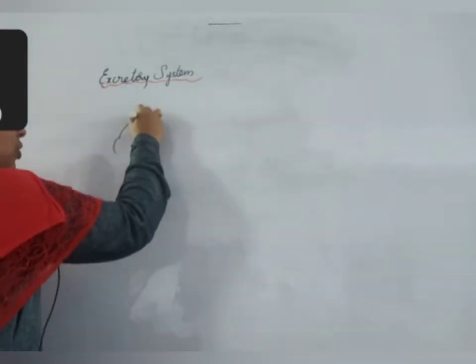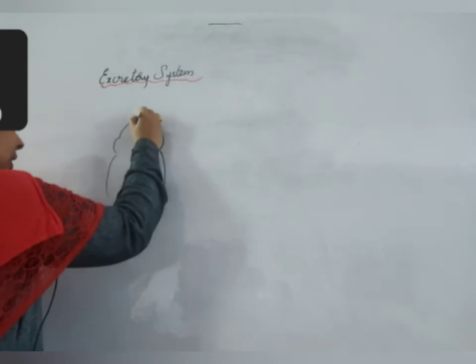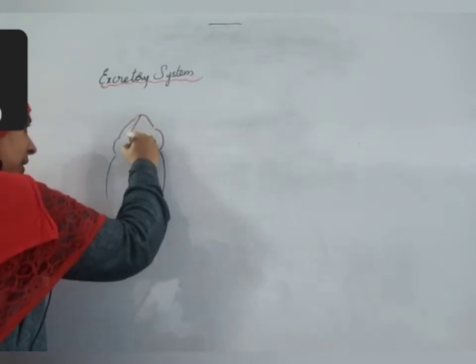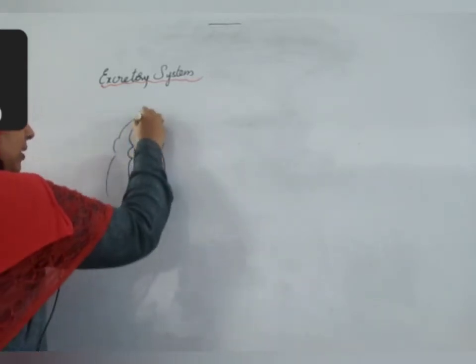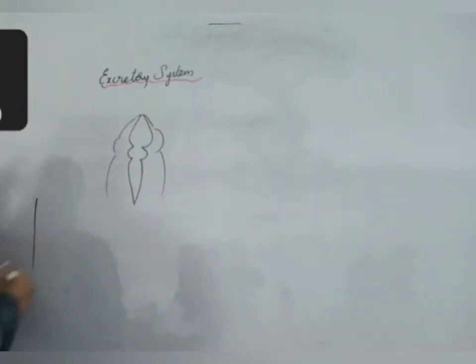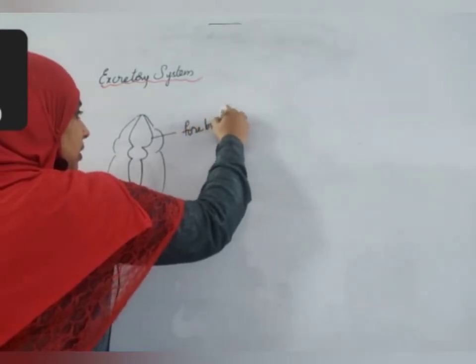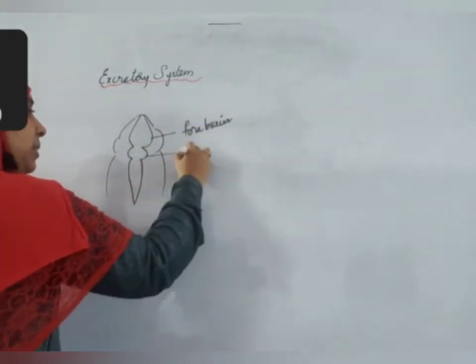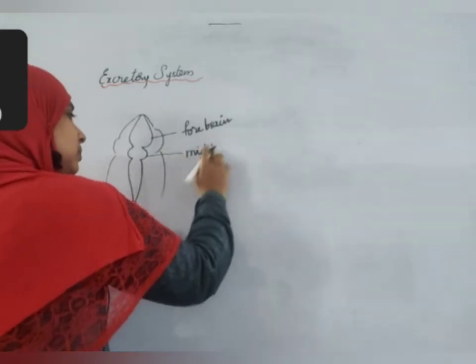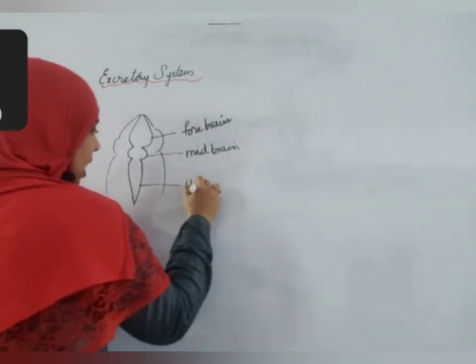This is eyes bulged out. So this is the front part of frog. Here you can see the frog brain. It is like this. The frog brain consists of three parts. This is forebrain. This is midbrain. And this is hindbrain.